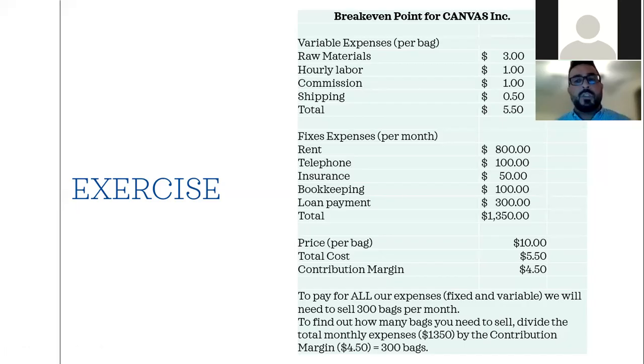Well, you'll see it in a few, but you'll see that when you sell 300 bags at $10, that gives you $3,000 of sales revenue, right? So those are your revenue, $3,000. From that $3,000, you're going to need $1,650 to pay for your variable expenses. And how we arrived at that $1,650 is multiplying $5.50, which is your total cost, by the 300 bags that we're going to sell, right?